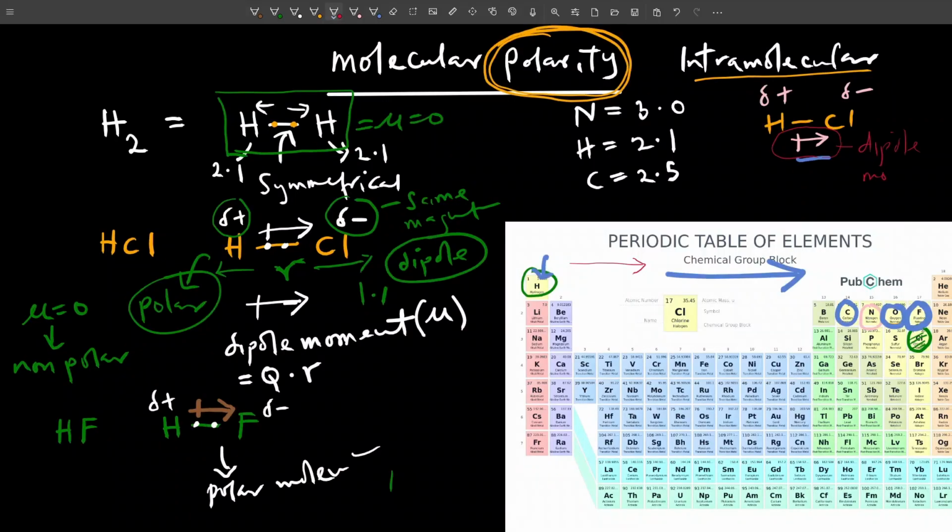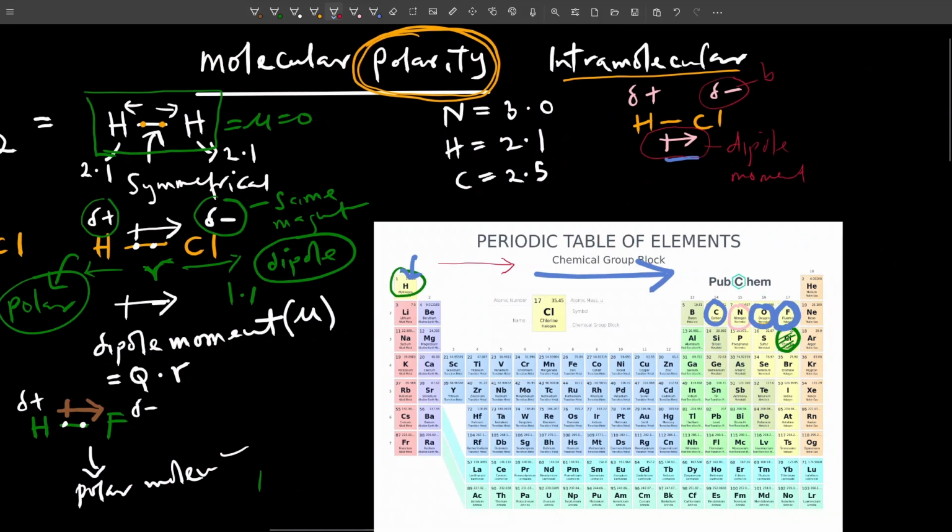The dipole moment. These things here are called the bond dipoles. Note that we have two bond dipoles here, they have the same magnitude and they are separated by a particular distance from each other. That's how we calculate the dipole moment. And also, if the dipole moment is zero, we know that the molecule is non-polar.